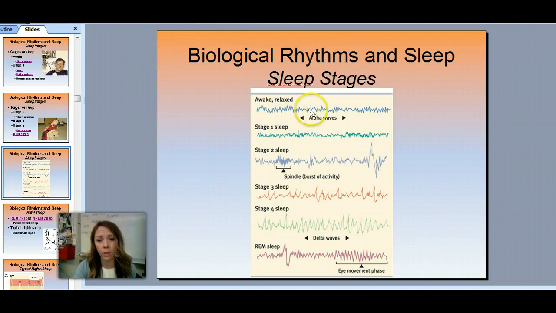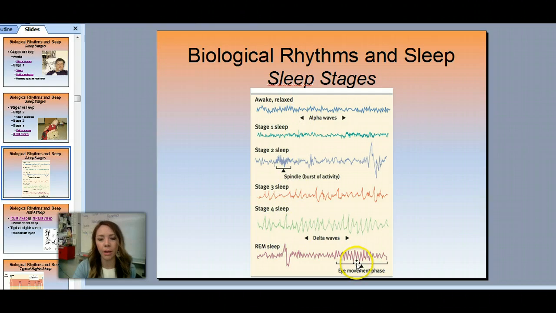So awake and relaxed, we get those alpha waves. Stage 1 sleep, remember, it's like you're about to fall asleep. In 2, we get those spindles, where it can cause us to feel like we're flying. 3 is just a transition stage to my delta waves. So A, B, no C, and here's D, right?